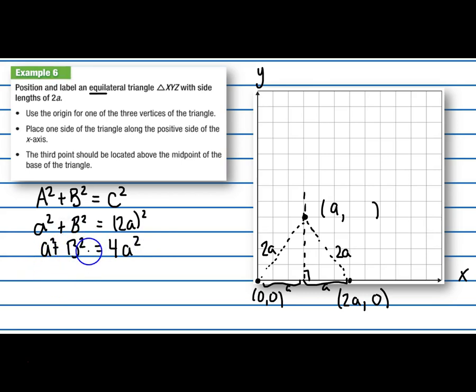Well, let's get b by itself because the goal is to find out what b is. Minus a squared, minus a squared. b squared is equal to 3a squared. And then to get rid of this, because we only want to find one b, we're going to square root it. Then I find out that b is equal to, the a comes out, and we have the square root of 3. So we can say that this last piece is a times the square root of 3. And there we go.